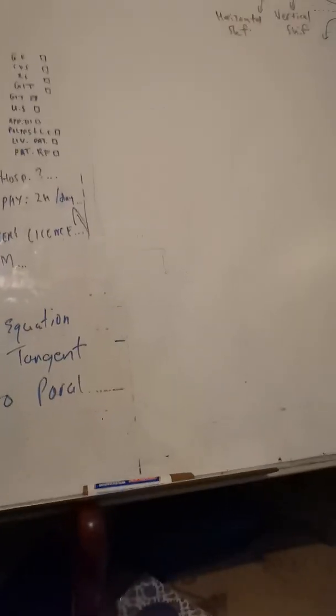Let's sketch an exponential graph. So y equals 2 to the power of x plus 1, plus 1. So let's go.